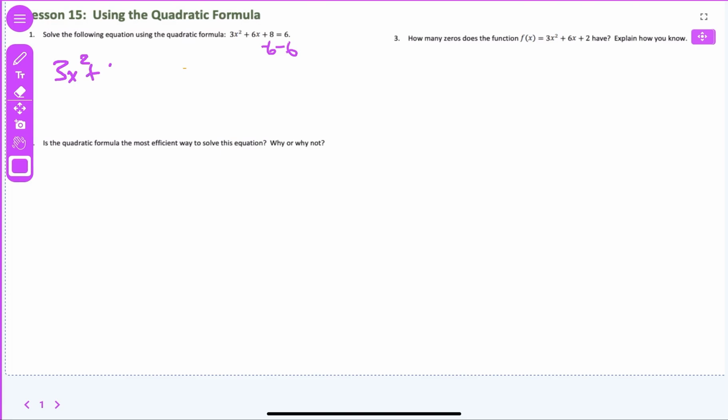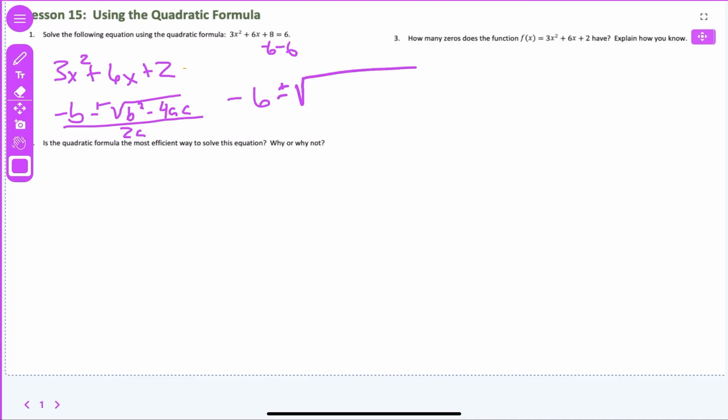3x squared plus 6x plus 2. Now I can rewrite this in the quadratic formula. Opposite of b plus or minus square root b squared minus 4ac all over 2a. So I have minus 6 plus minus square root 6 squared minus 4 times 3 times 2 all over 2 times 3.